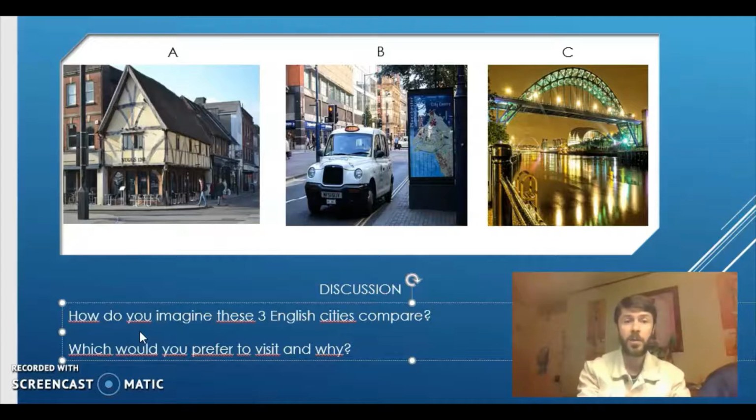First question, how do you imagine these three English cities compare? And the other question, which would you prefer to visit and why? Just take 3 minutes to think about or to talk about those questions.